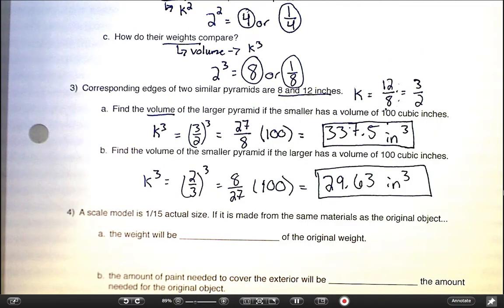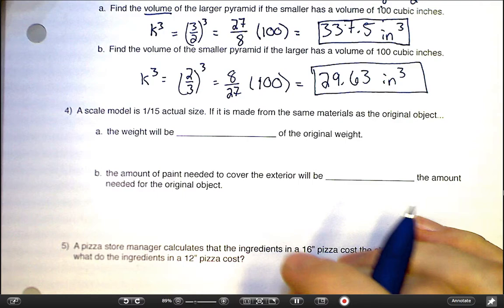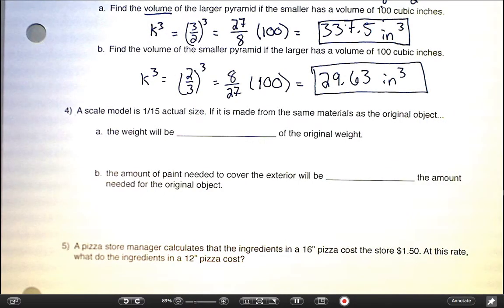And that one, I believe, was rounded a little bit, but very close. Okay. Part A, we are looking at number 4. We are looking at a scale model that is 1/15 the actual size and is made up of the same materials as the original object. We want to know how will their weights compare.